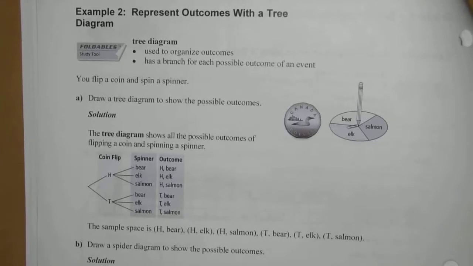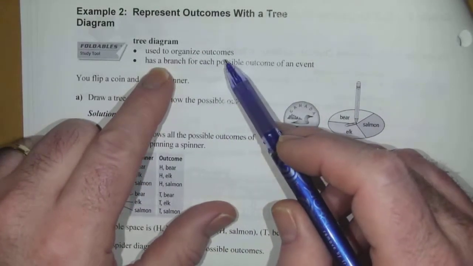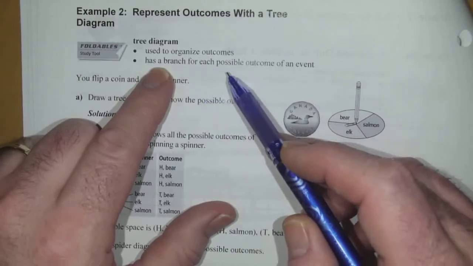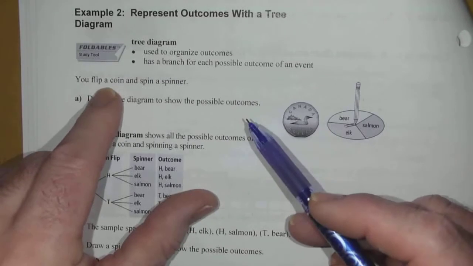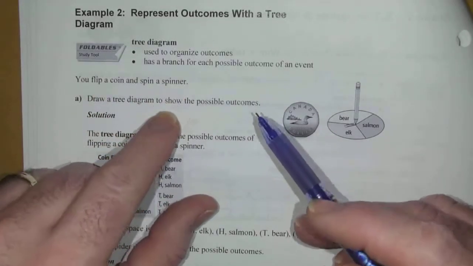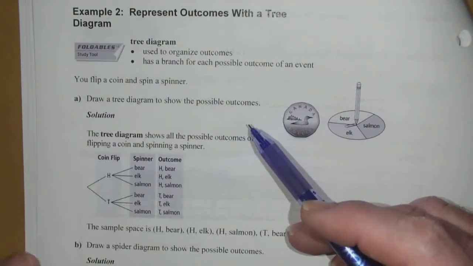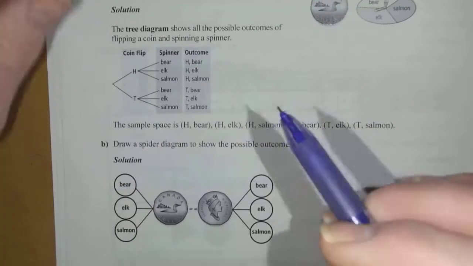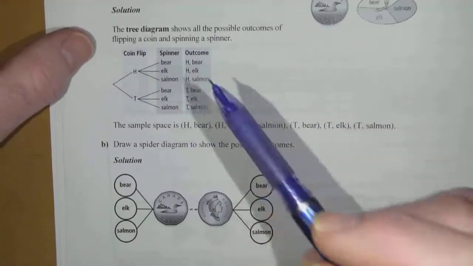Alright, so for example number 2, we're going to represent outcomes with a tree diagram. A tree diagram is used to organize your outcomes, and it's got a branch for each possible outcome of an event. So we're going to draw a tree diagram for flipping a coin and spinning a spinner. And we're going to use the tree diagram to list all the possible outcomes. The tree diagram shows all the possible outcomes of flipping a coin and spinning a spinner.